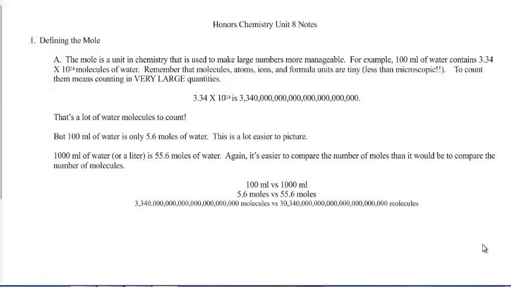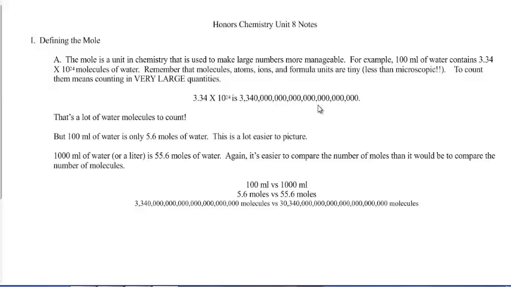For an example, if you had 100 milliliters of water, that's not really very much, maybe a couple of gulps. There's 3.34 times 10 to the 24th molecules of water in that 100 milliliters. Remember that molecules, atoms, ions, and formula units are very, very tiny, less than microscopic. So to count them means that you're counting very large quantities. That 3.34 times 10 to the 24th in a couple gulps of water is this long number here with all the zeros. So really, too many to count.